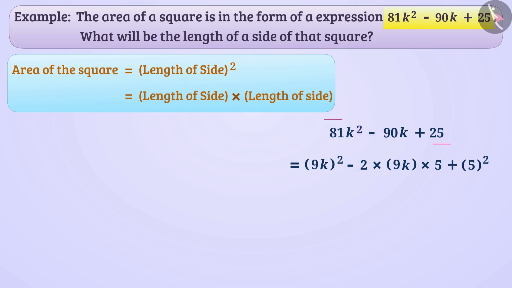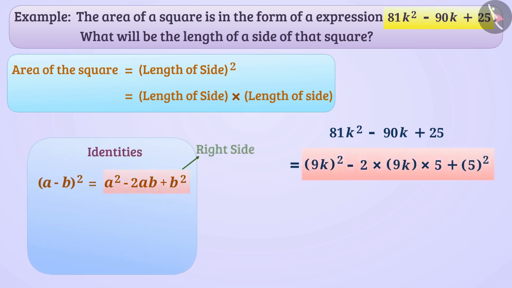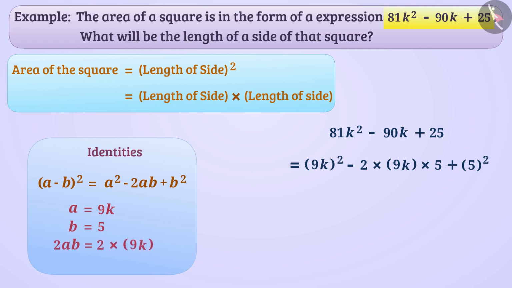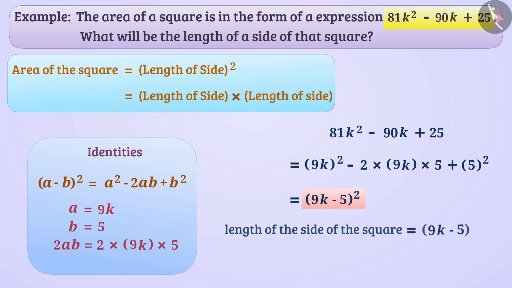We see that this expression corresponds to the right side of the identity (a minus b) whole square is equal to a square minus 2ab plus b square, where a is equal to 9k, b is equal to 5, and 2ab is equal to 2 multiplied by 9k multiplied by 5, that is 90k. Therefore, we can factorize this expression as (9k minus 5) whole square. That is, the length of the side of the square is 9k minus 5.